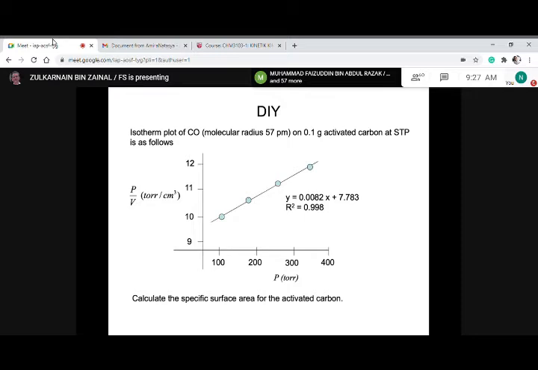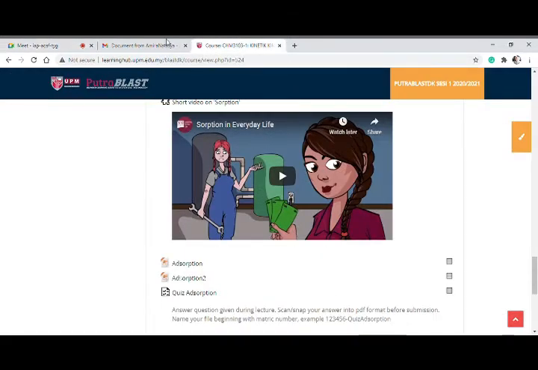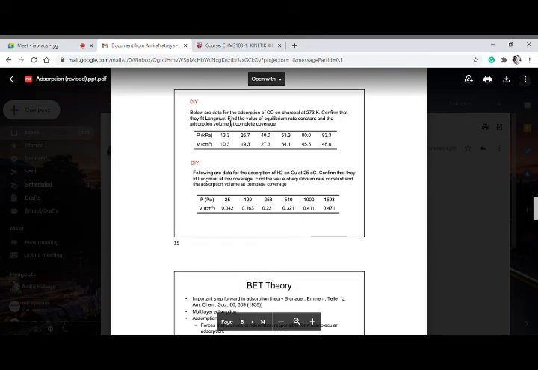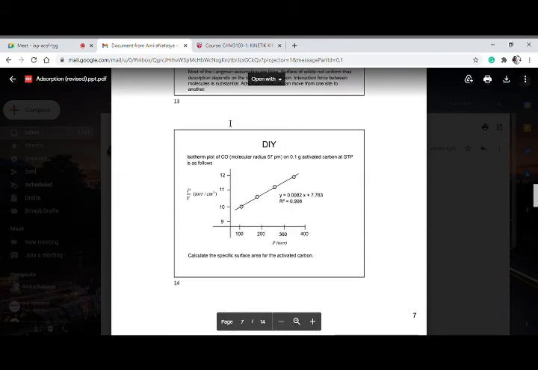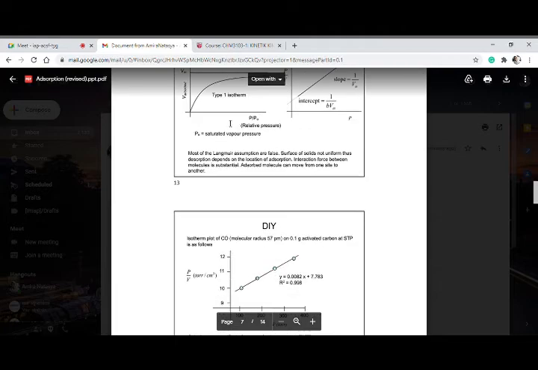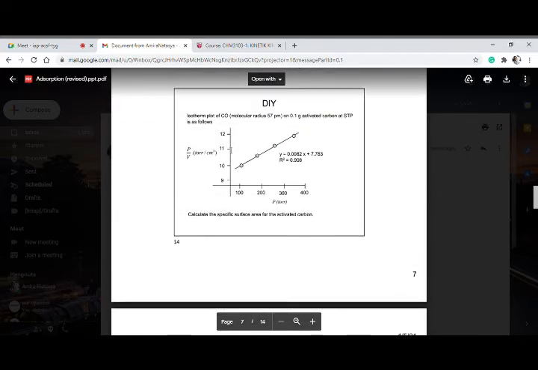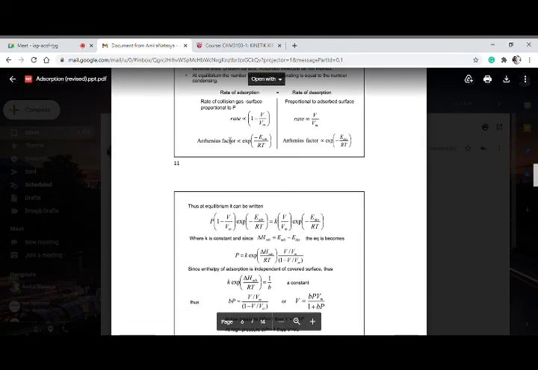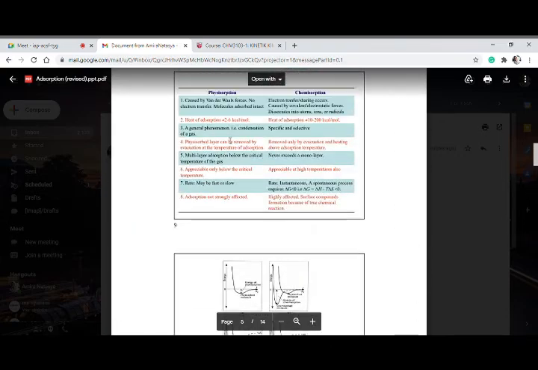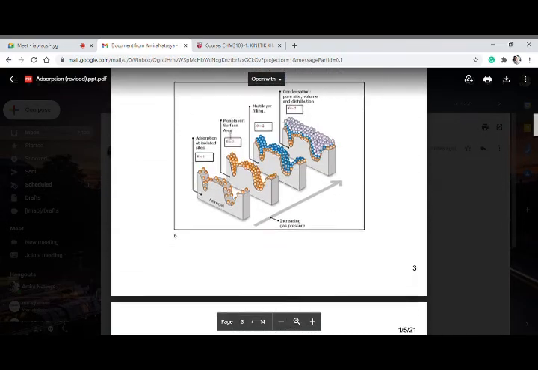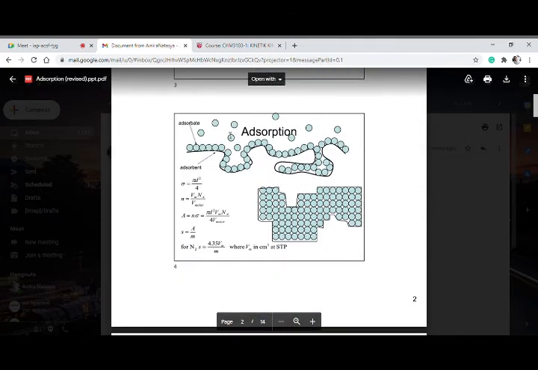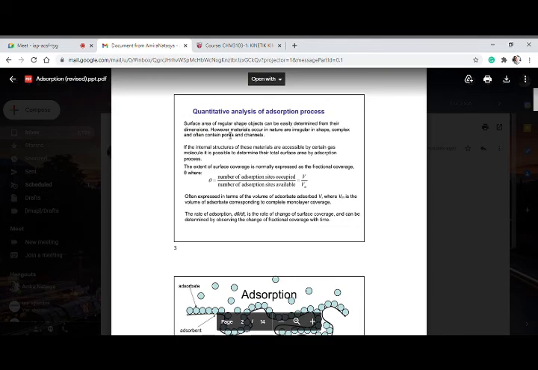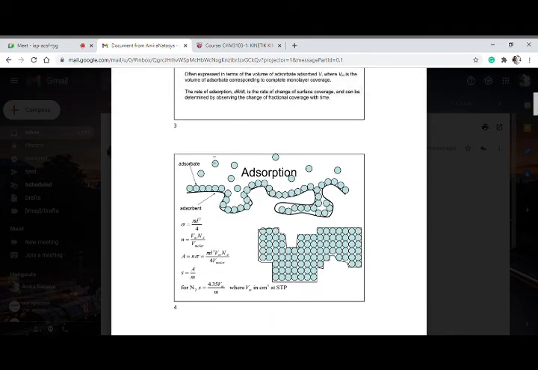So this is a certain plot of carbon monoxide, with the radius given, and it is on activated carbon. So what you have got to determine is the specific surface area. Remember what I have told you about the specific surface area, all right? So you have to do the calculation for the specific surface area at STP. So what is STP? You have got to find out what is STP. STP is standard temperature and pressure.